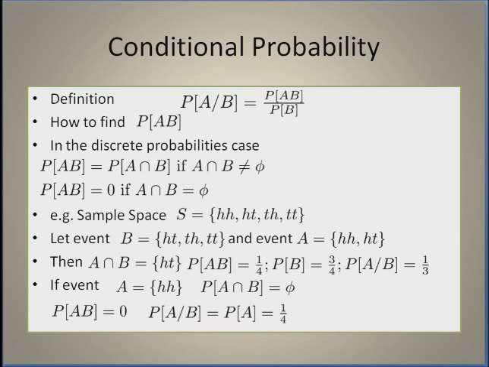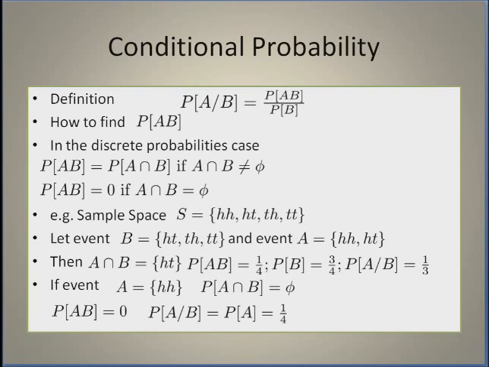From experiment 1, the sample space has 4 outcomes. Let us define event B, which has at least one tails in the outcome. So there are 3 possible outcomes, that is, heads and tails, tails and heads, tails and tails. And let's define a second event A, which has heads in the first toss. So there are 2 possible outcomes. Then A intersection B has 1 possible outcome, so its probability is 1 by 4, that is, the joint probability is 1 by 4. Now the probability of B is 3 by 4, since B has 3 possible outcomes. So the conditional probability P of A given B is the ratio of these 2 probabilities, which is 1 by 3.